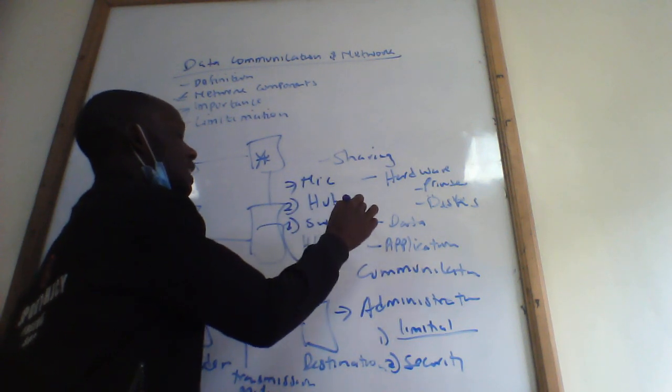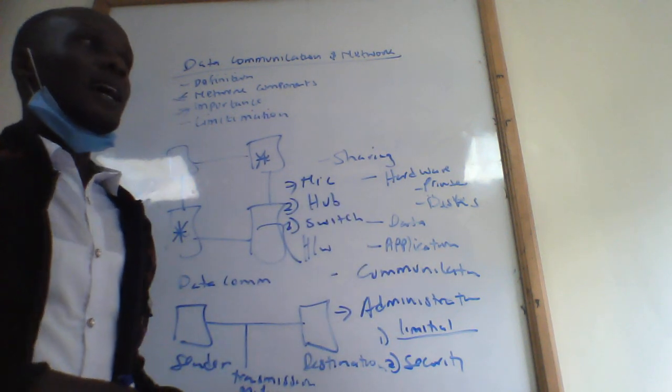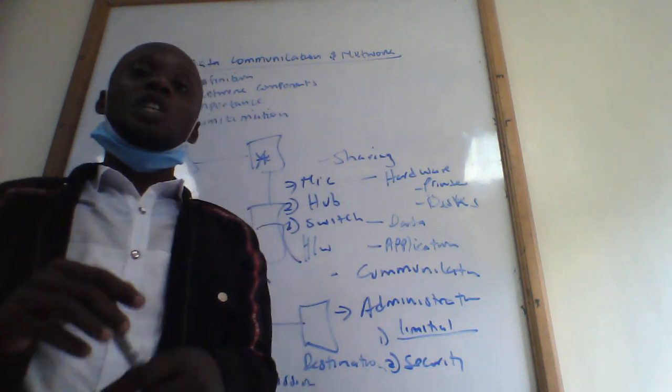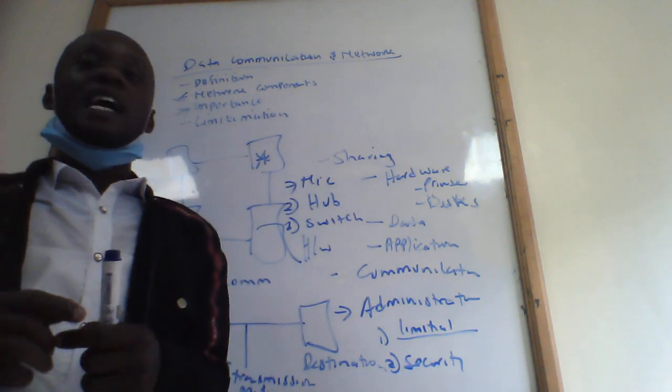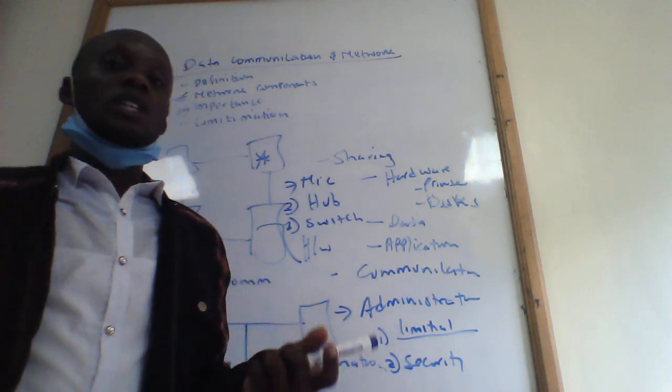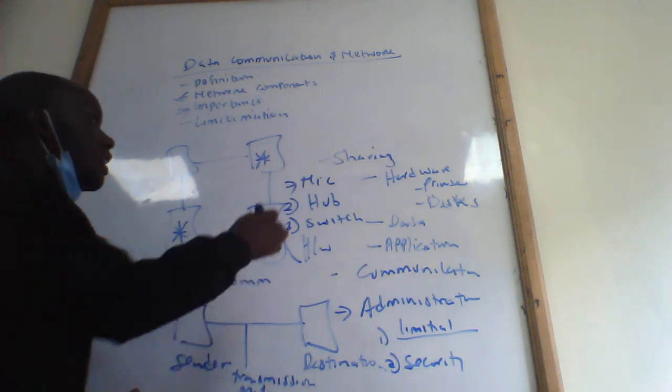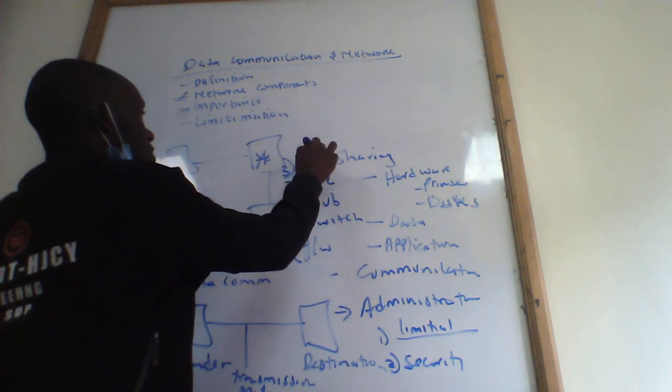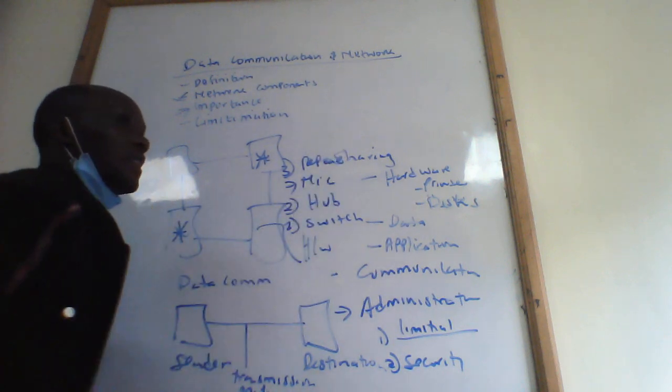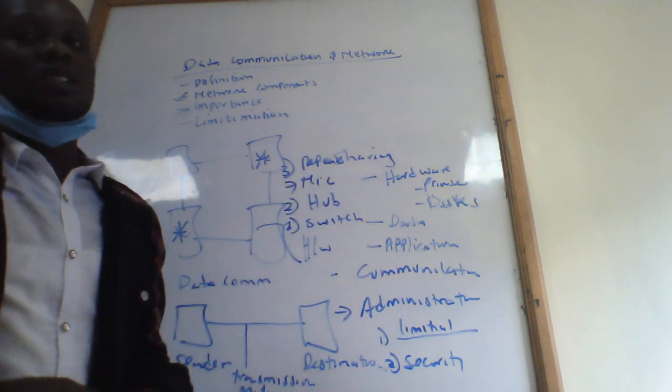Then we have what we call a switch. A switch is another device found on a network, and its main purpose is to interconnect computers and act as a routing device on a star network. We have another device known as a repeater. A repeater is a device that amplifies the strength of a signal.